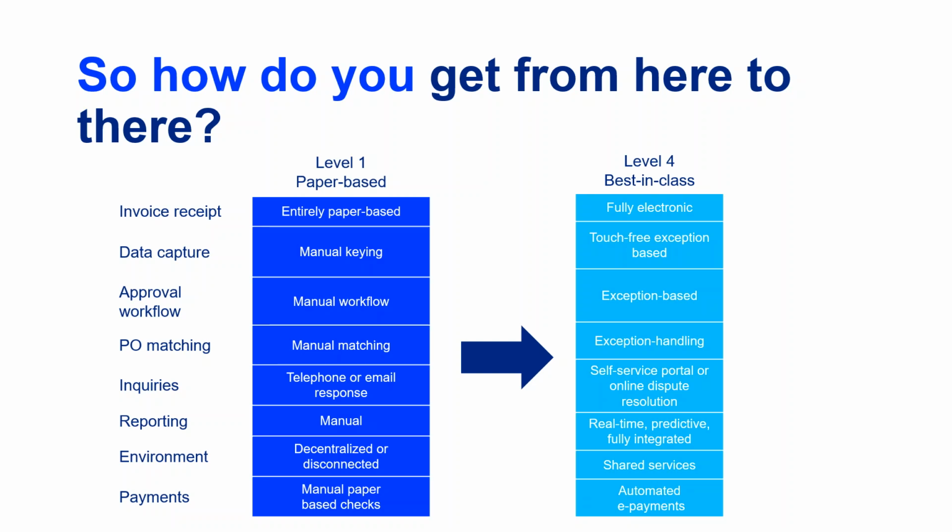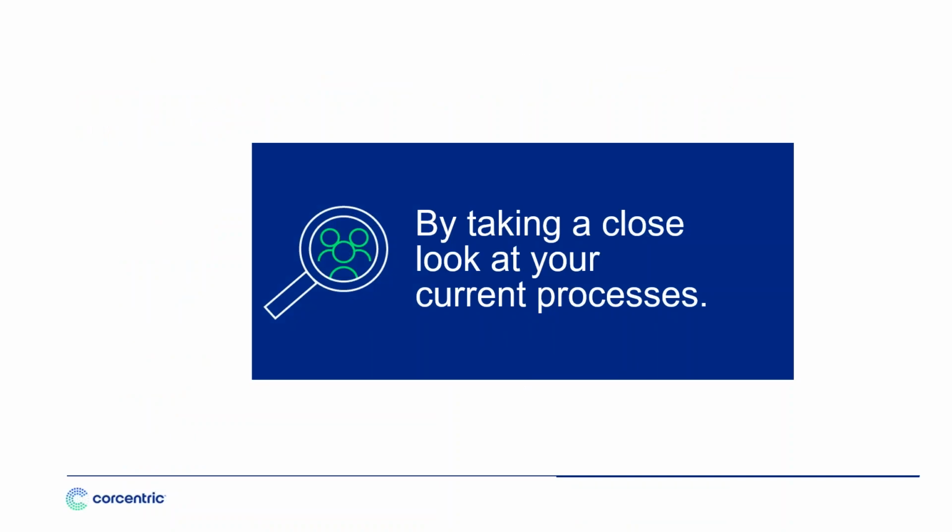So how do you do that? How do you get from level 1 to level 4? Well, the first thing you really have to do is take a deep dive. You have to take a close look at your environment and say, what am I doing today? It's kind of like anything in life. Let's say you wanted to lose weight as an example. You kind of have to do an assessment. Okay, where am I at today?